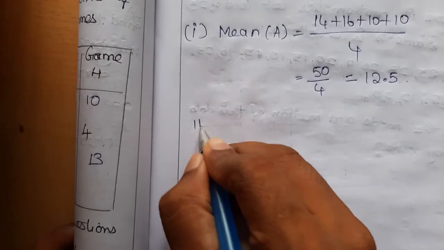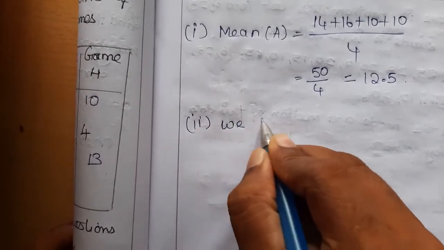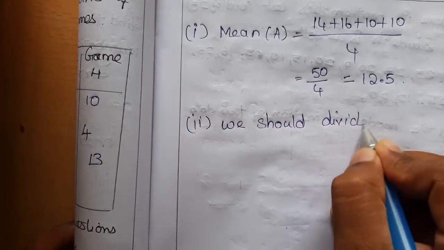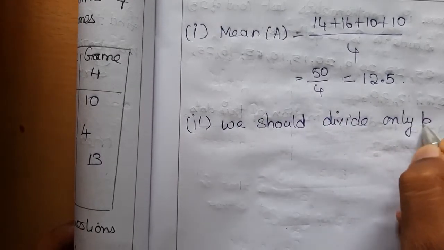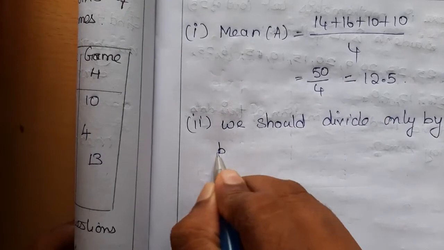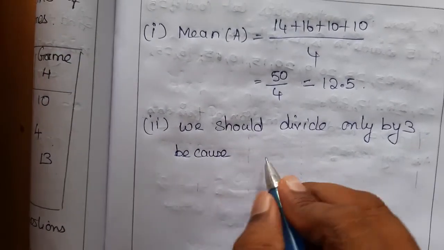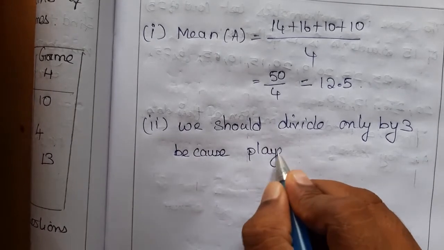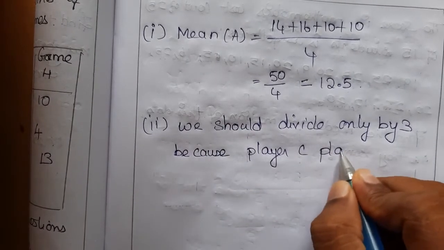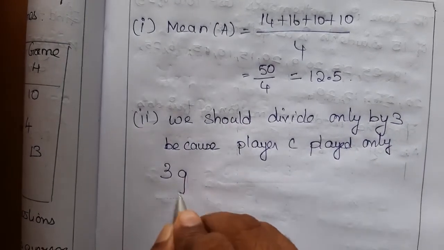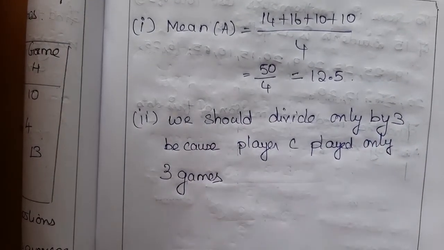So second one, we should divide only by 3 because they asked the reason why. Because player C played only 3 games. Clear? So what about the next?